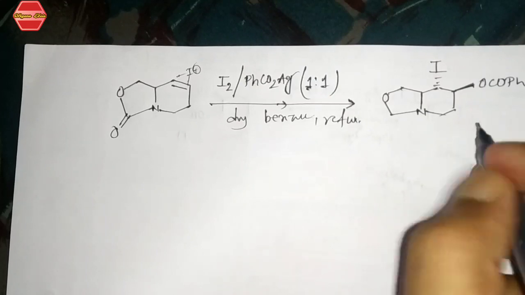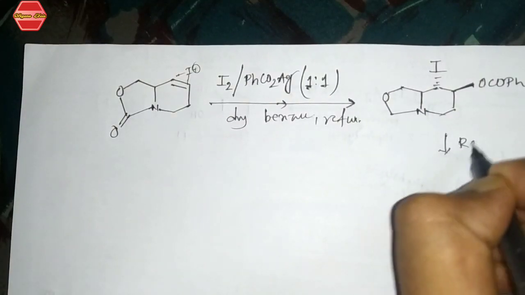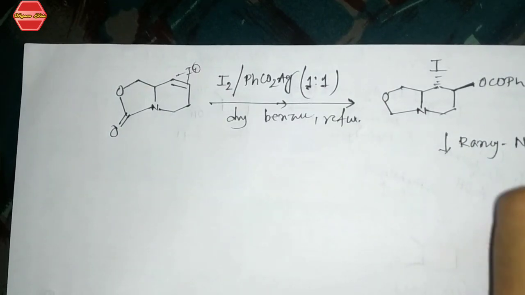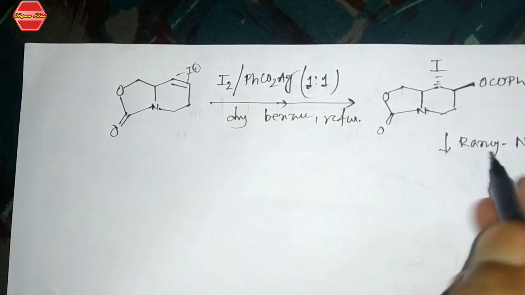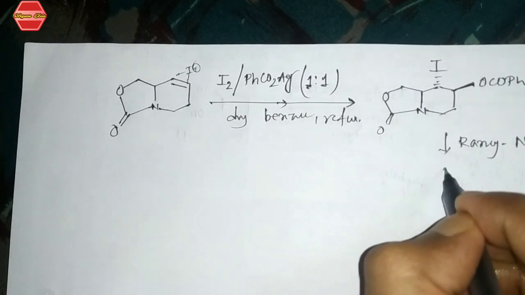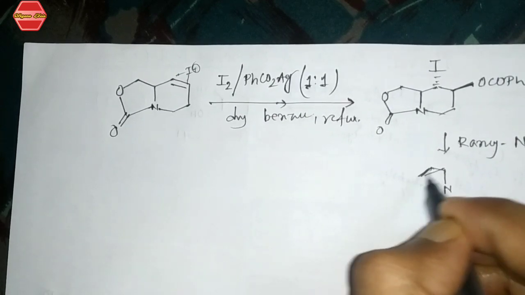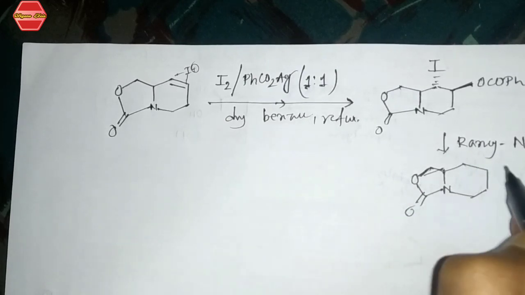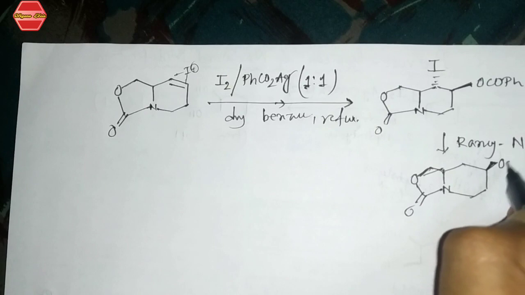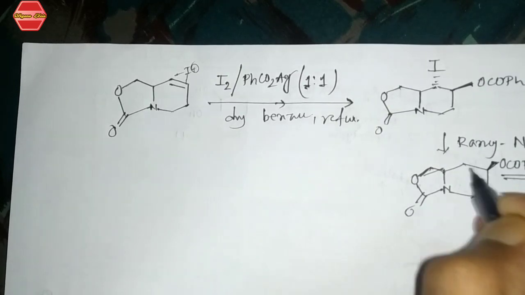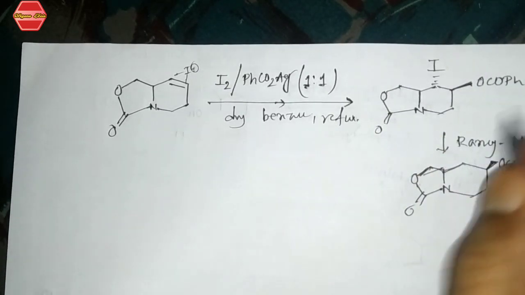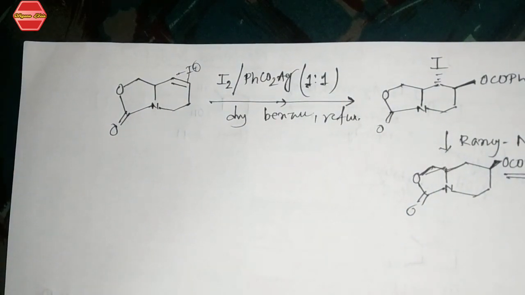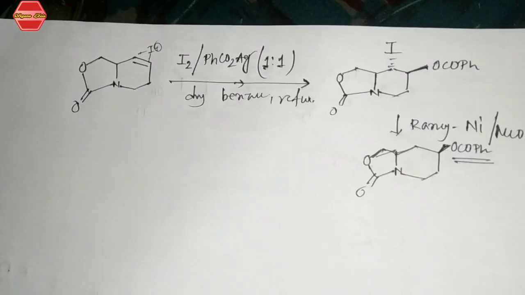Now one more important thing is that when we use Raney nickel in this medium in the presence of methanol, we get the product like this, with OCOPh. This iodine is removed from the system just by using Raney nickel. So this is very much important, it is very much important for your exam purposes.